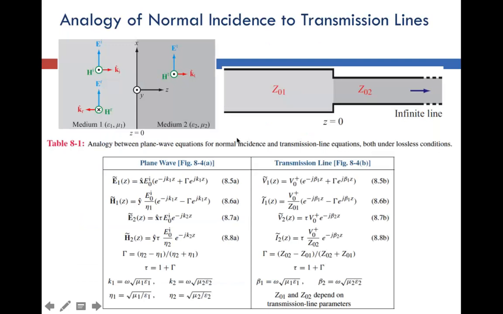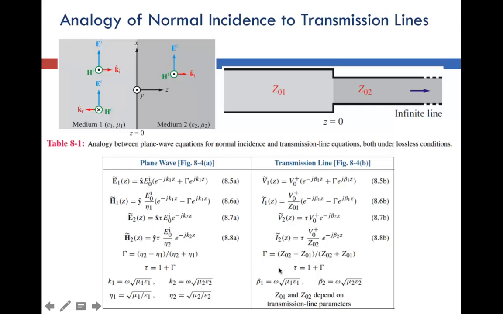So once again, here's the comparison between plane waves and transmission lines. In plane waves, we're dealing with a uniform plane wave. We're dealing with E and H fields, and we're dealing with impedances of space or impedances of media. The propagation constant, or the wave number, is referred to as K1. In transmission lines, we were talking about currents, voltages, and impedances Z.